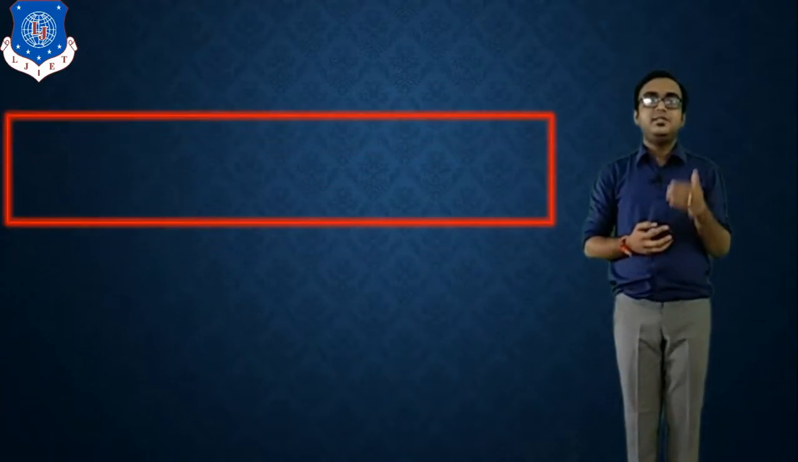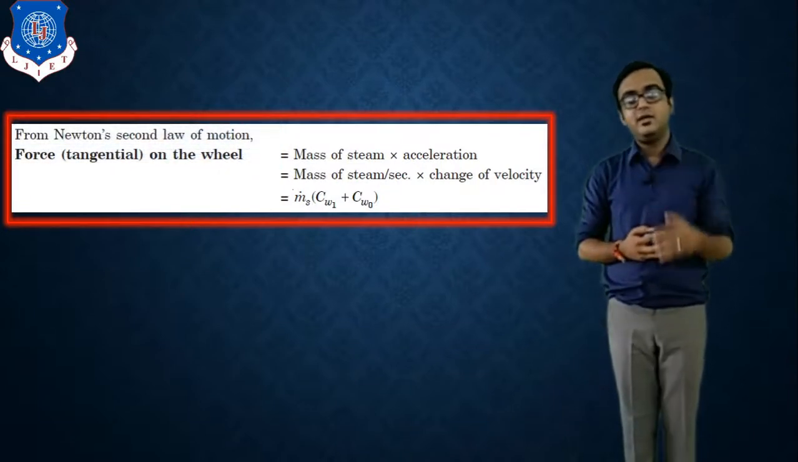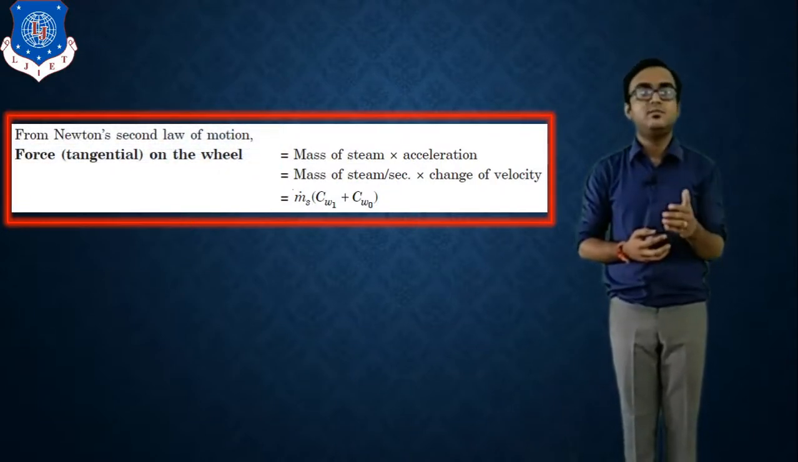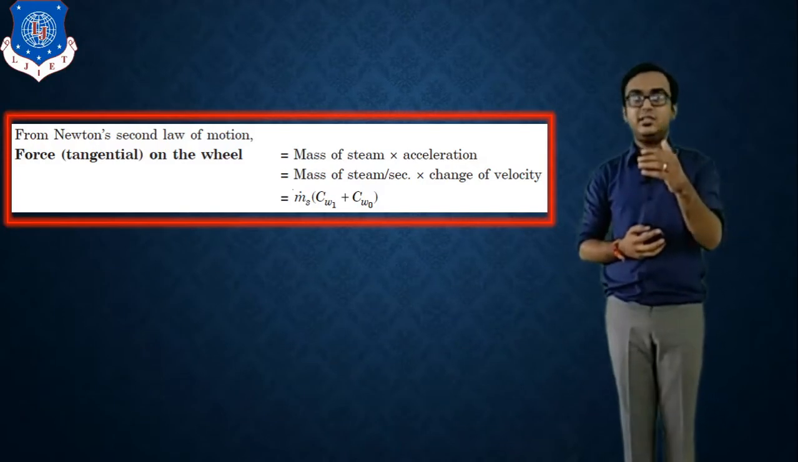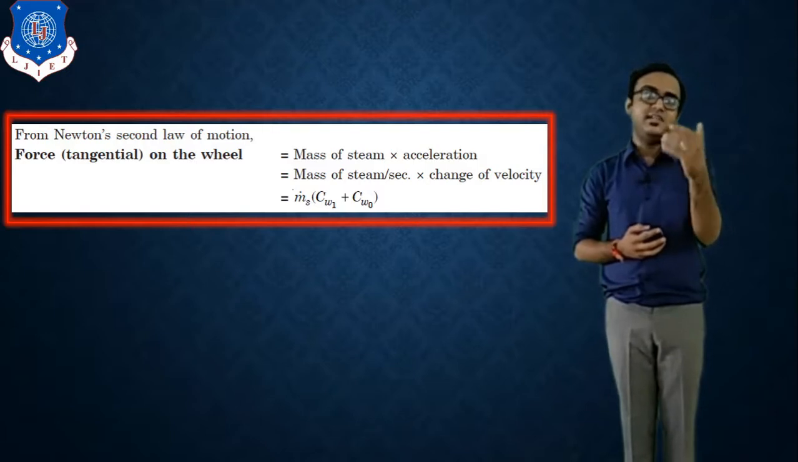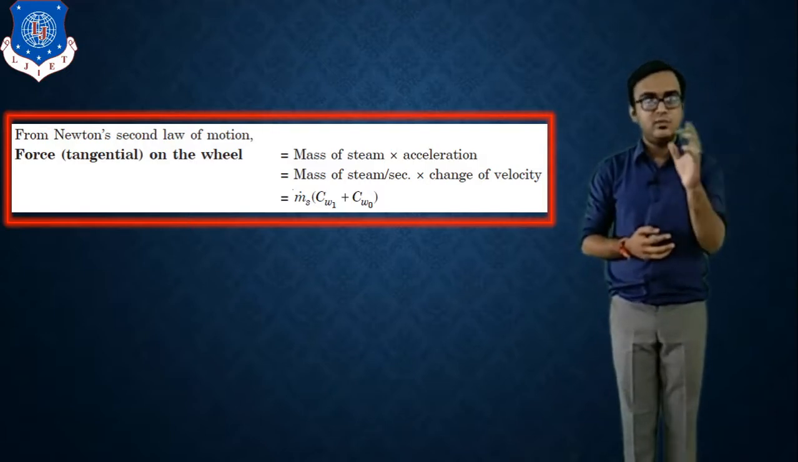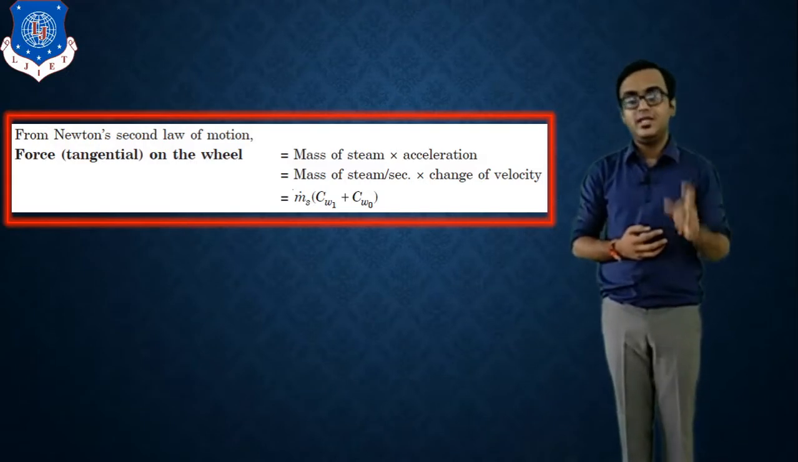Now force is proportional to the rate of change of momentum, and mathematically you can write force is equal to mass multiplied by acceleration. Acceleration is nothing but the change of velocity, so this equation indicates ultimately momentum. Force is proportional to the rate of change of momentum, so mass multiplied by change of velocity will give us the force.